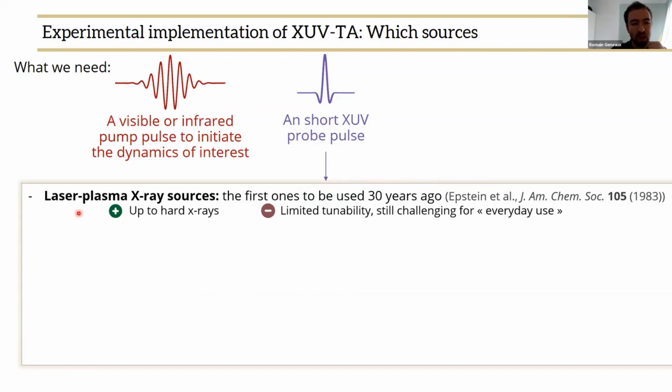And it was done using laser plasma X-ray sources. And so, I mean, it wasn't a very refined experiment. They just ionized a solid very strongly and then probed the X-ray absorption. But that was the first, I think, XUV TA experiment. Those sources are interesting because they allow you to go up to hard X-rays, but they still have pretty limited tunability because they use emission from atomic lines, and they're still a bit challenging for everyday use. So so far, the development of this has been pretty slow, although that's starting to change a little bit.